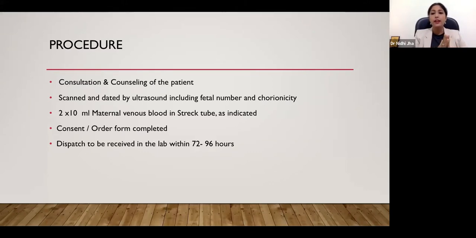As Dr. Poonam said, fetal number and chorionicity is very, very important, and it should be done as early as possible, preferably in the earlier part of the first trimester. So how is it done? Two 10 ml tubes of maternal venous blood in Streck tubes, as indicated, with consent form, consent and counseling and consultation. In the consultation, consent is the very, very important part. The blood sample should be received in the lab within 72 to 96 hours.